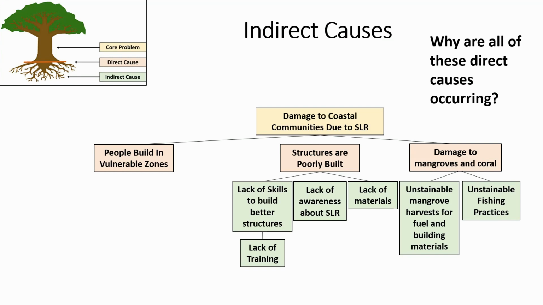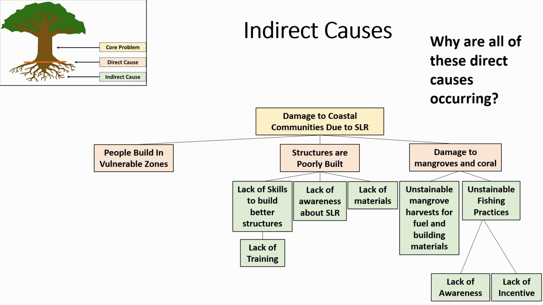But on this leg of the problem tree, this set of roots, we still don't have a leverage point. We still don't have something that we can change or influence. There's nothing there that tells us, well, what do we need to do to address the unsustainable fishing practices? Or what do we need to do to address the unsustainable mangrove harvests? We need to go a little bit further. We need to dive deeper. And so we'll ask why. Why is there unsustainable mangrove harvests, and why are there unsustainable fishing practices?